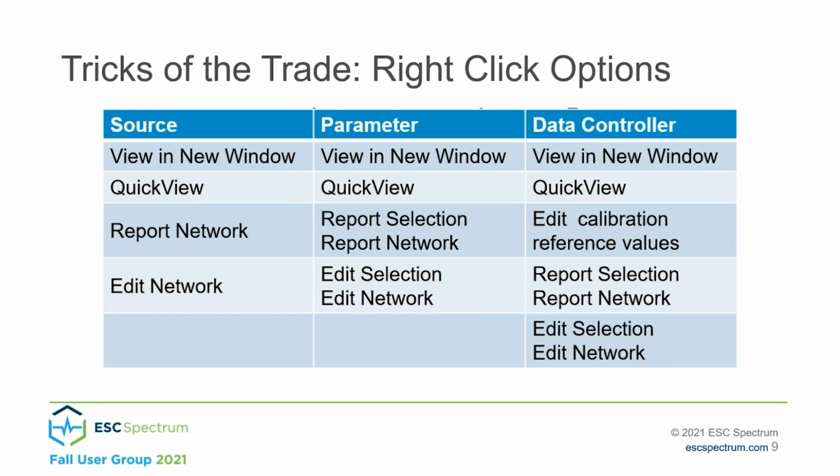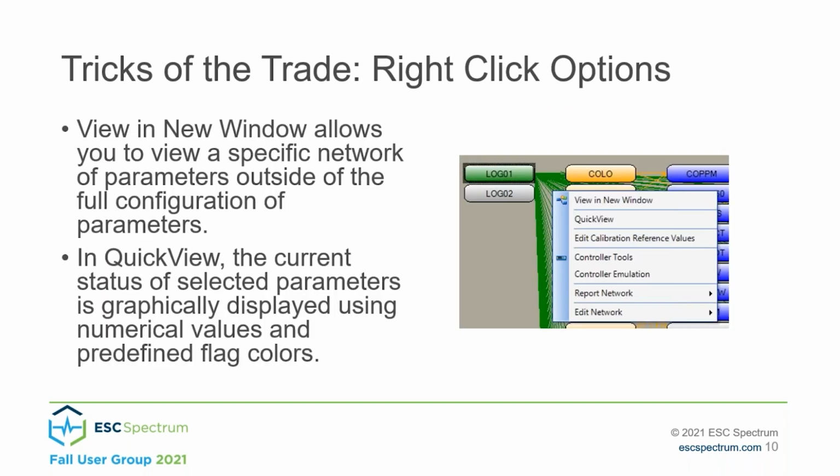And then Edit Selection or Edit Network, that is going to bring up DataLab. Notice in the data controller objects, if you right-click that guy, you can actually see the calibration reference values. When you do that, it's going to bring you to your cylinder management page. Like I said, the Quick View shows you the current status of selected parameters.